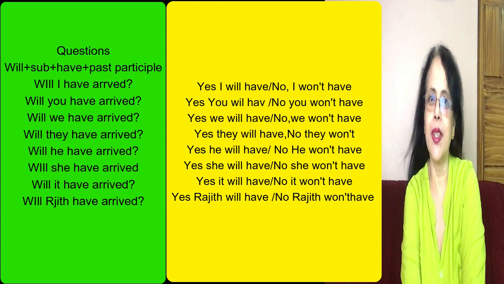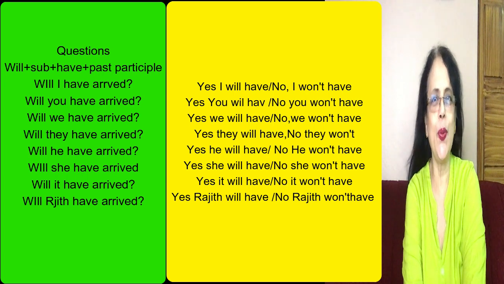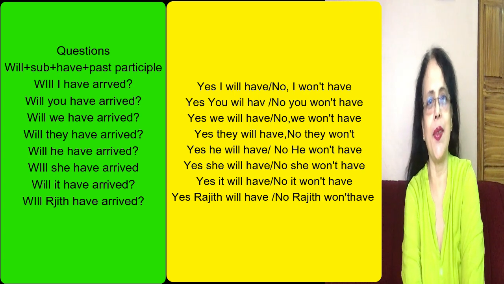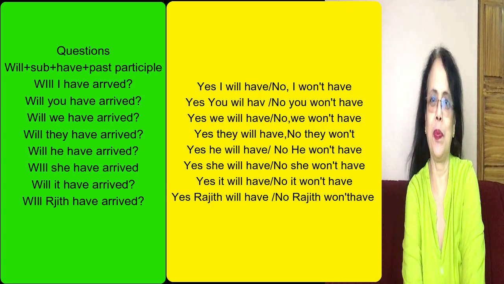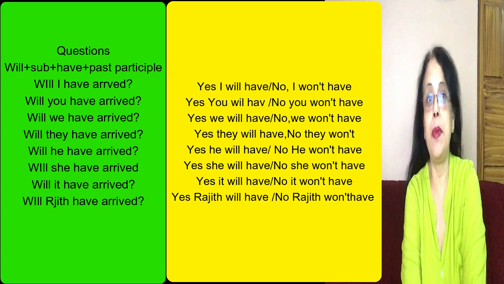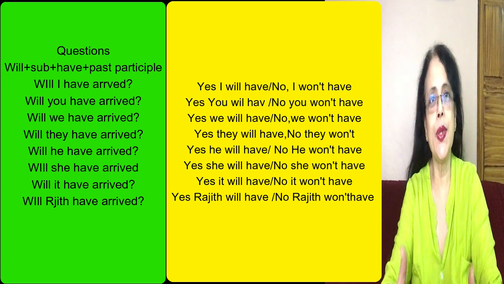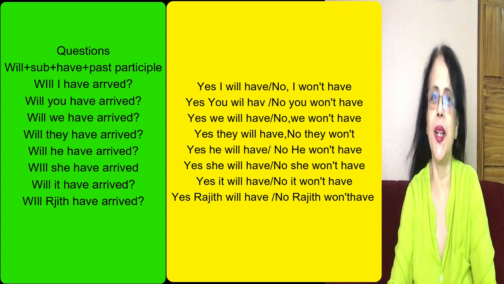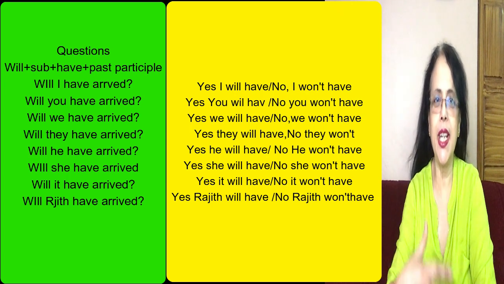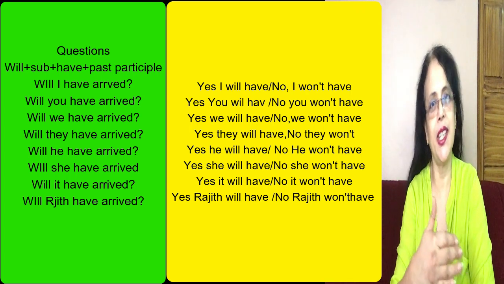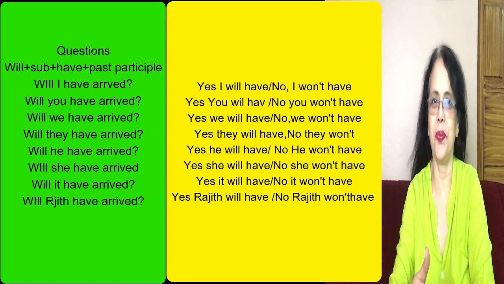Will they have arrived? Yes, they will have. No, they won't have. Will he have arrived? Yes, he will have. No, he won't have. Will she have arrived? Yes, she will have. No, she won't have. Remember, friends, the more you speak, the better it will be for you to use them while you are conversing. So when I'm telling these sentences, repeat after me. You will get good practice of telling them.